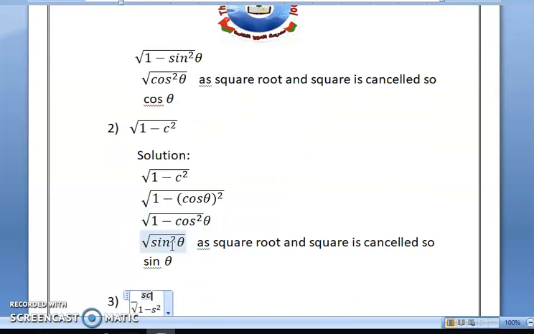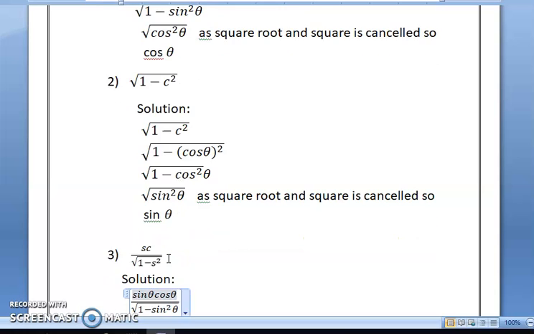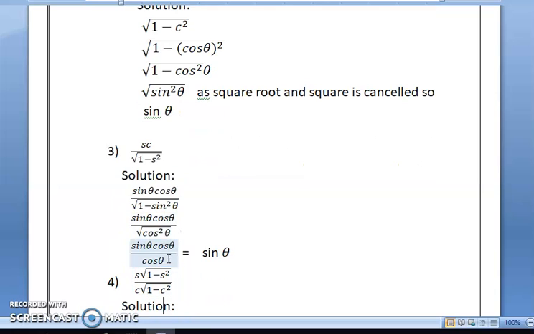Next question, 1 minus c square. Again in place of c, cos theta. So cos theta squared becomes cos square theta. 1 minus cos square theta is equal to sine square theta, and the square and root cancel, so it becomes sine theta. For the next question, also we put the values of s and c, sine theta, cos theta, and 1 minus sine square theta. Now square and root cancel, and again cos and cos cancel. So its answer becomes sin theta.